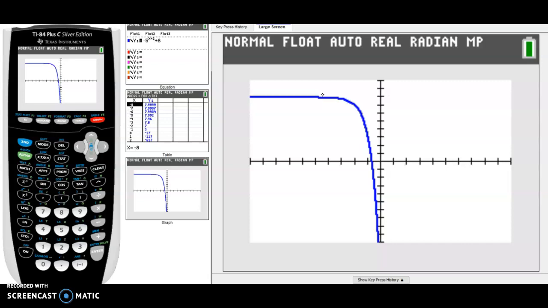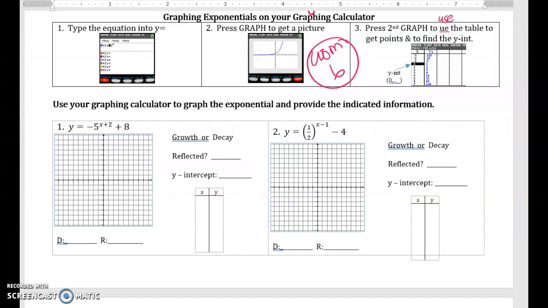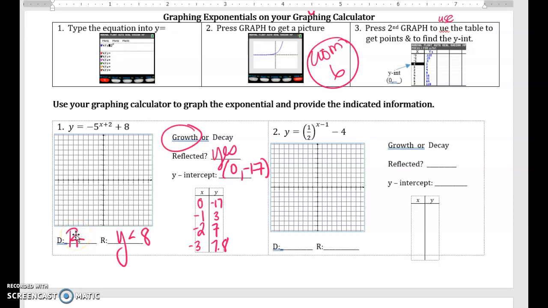Now I'm going to try to get my note packet back. Hang tight. I wish I remember what I said. I said this was a growth. Yes, it's reflected. Your y-intercept was 0, -17. And if I picked a few other points, so 0 was -17, -1 was 3, -2 was 7, and -3 was 7.8. The domain was all reals. Range had to be less than 8.